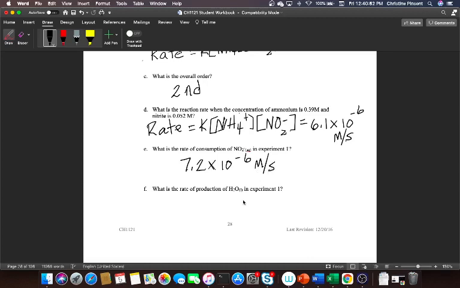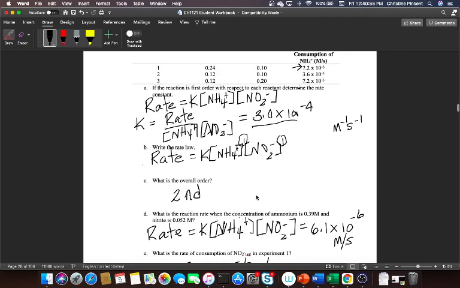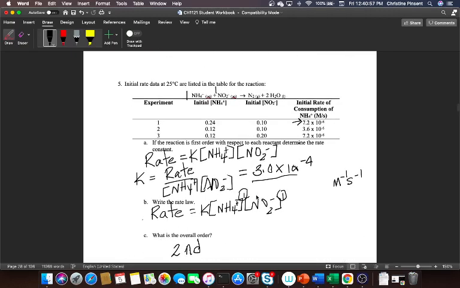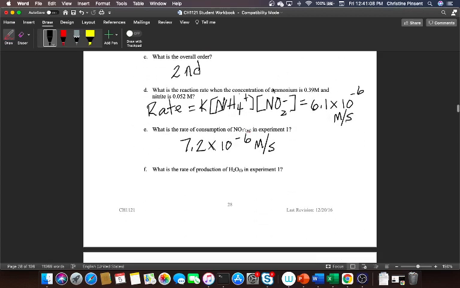And the rate of production of water in experiment 1. So again, come back to your rate data. I'll use my 7.2 times 10 to the minus 6 again. And this time I'm looking at a 1-to-2 ratio. So water is being produced twice as fast, essentially. So 7.2 times 10 to the minus 6 multiplied by 2 gives me 1.4 times 10 to the minus 5, and this is moles per liter per second.